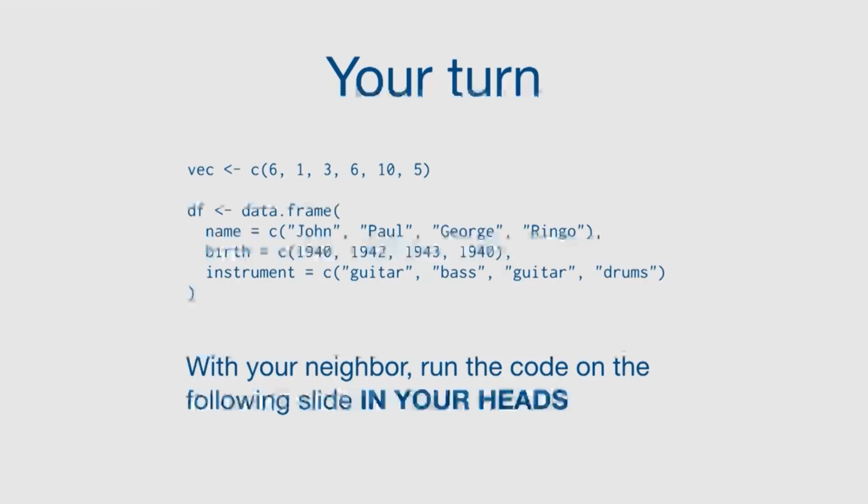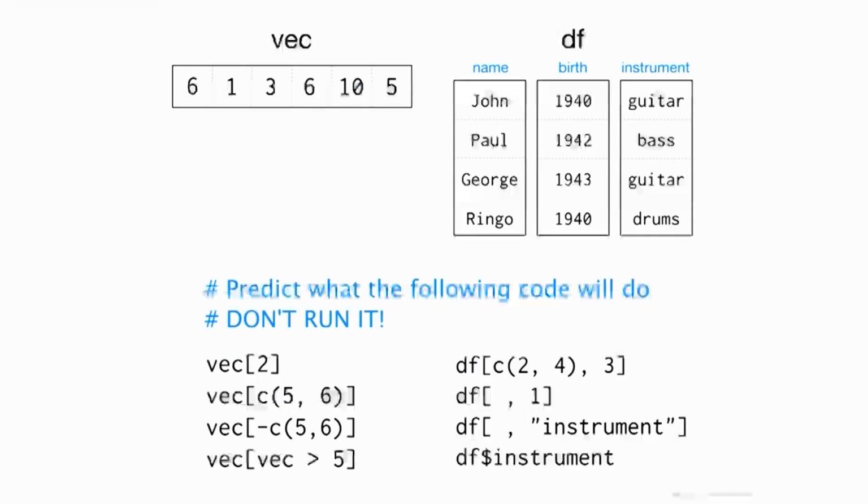Once you've had a chance to create these objects, I want you to think about the code on the next slide. Here we are. This is what vec looks like conceptually, and it's what the data frame looks like, df, as well. The code at the bottom of this slide extracts different pieces of information from these two objects. I don't want you to run the code yet. I don't want you to run it at all. But I do want you to look at the code and try to guess what each piece here does.